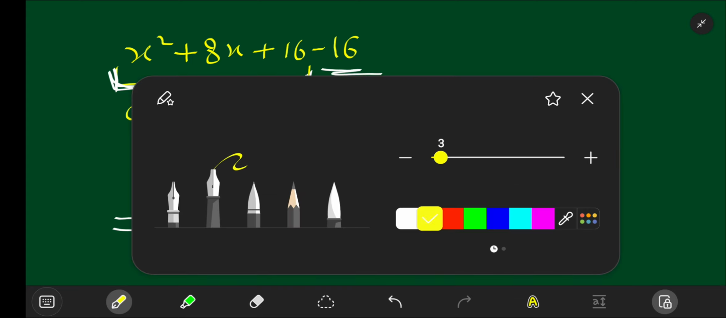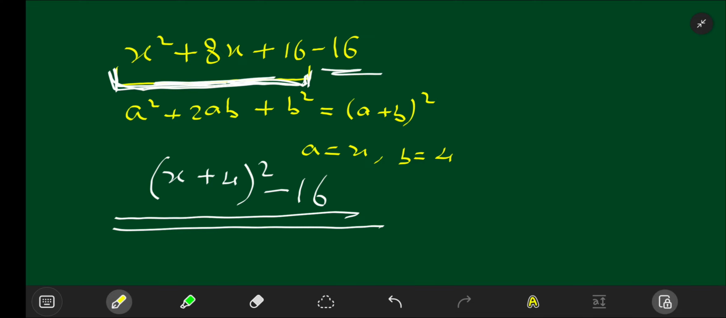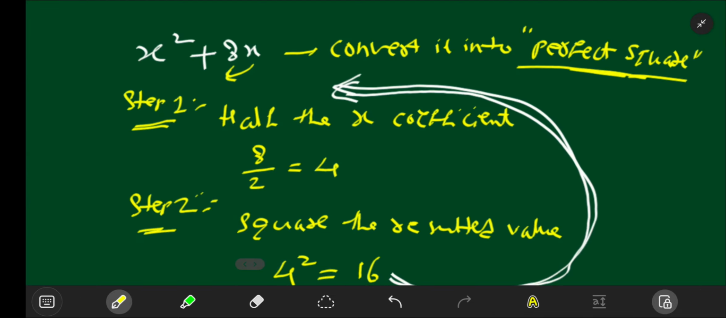Just wait. This is the actual conversion. First step, listen carefully, I am repeating again. In the first step, we have to half the x coefficient. The x coefficient we have here is 8. So we have to half it. So we halved it and it is 4.